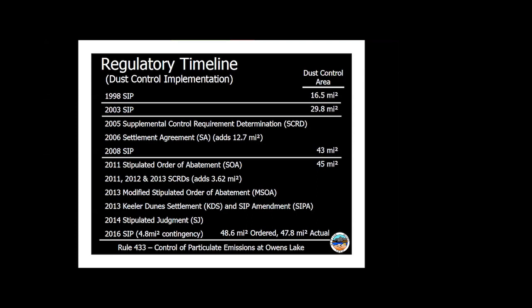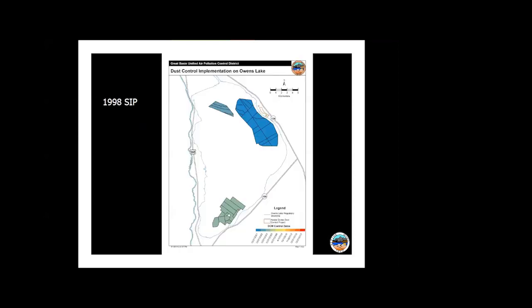The stipulated judgment and the 2016 SIP is what we'll talk about most of today, because that is where we are and how we look into the future and how we regulate Owens Lake as a dust source. There's also Rule 433, and that's a component of our 2016 SIP, and that's the federally enforceable mechanism of the state implementation plan. This brought Owens Lake 48.6 square miles for control. However, 1.2 square miles are deferred for controls at this time because of sensitive resource areas. The map obviously doesn't add up. DWP, as they have built controls, are actually a little larger in some areas and smoothed boundaries. So we actually have 47.8 square miles of dust control.